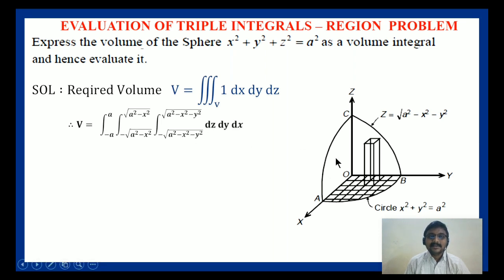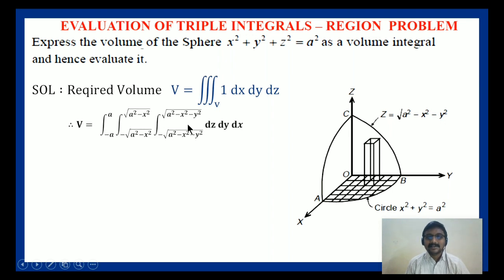If we consider the region only in the first octant, it is the figure related to only the first octant. In the first octant, we take the lower limits as zeros: 0 to root of a square minus x square minus y square as z limits, 0 to root of a square minus x square as y limits, and 0 to a as x limits. But here we have to consider the whole sphere, so for this, the earlier limits are considered.